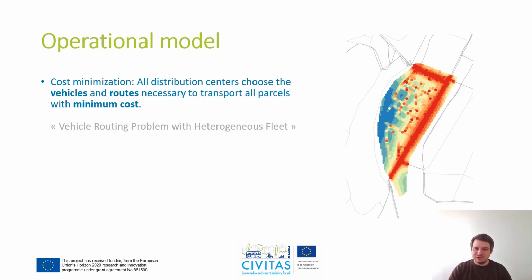We then let the individual distribution centers of these operators choose the vehicles, small, medium, large, that they need to use to deliver all the parcels that are in their responsibility, and they optimize the routes of these vehicles such that they arrive in a situation where they have the minimum cost. This gives us the composition of the fleet in each distribution center, and also other indicators like the total driven distance to deliver all the parcels. For those who are interested technically, we here solve a vehicle routing problem with heterogeneous fleet.